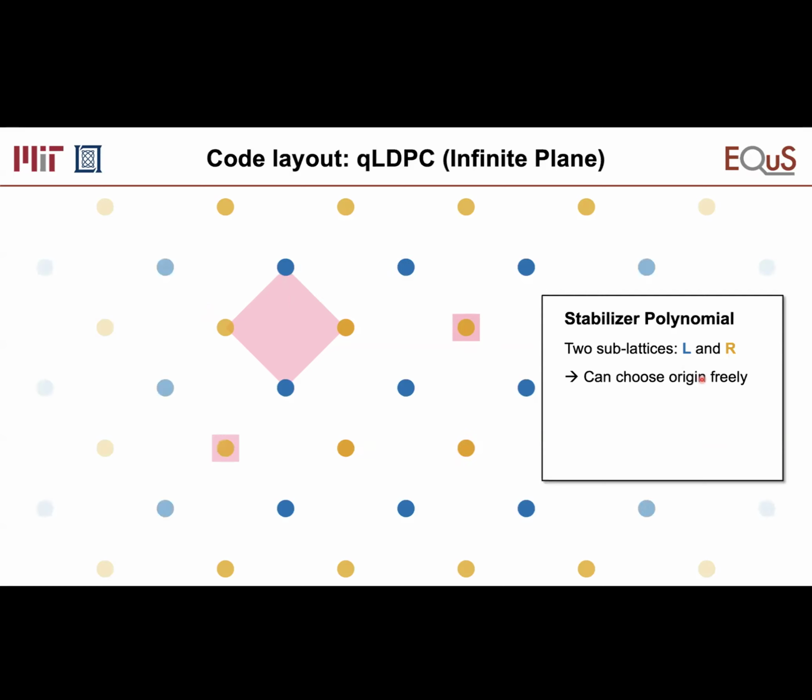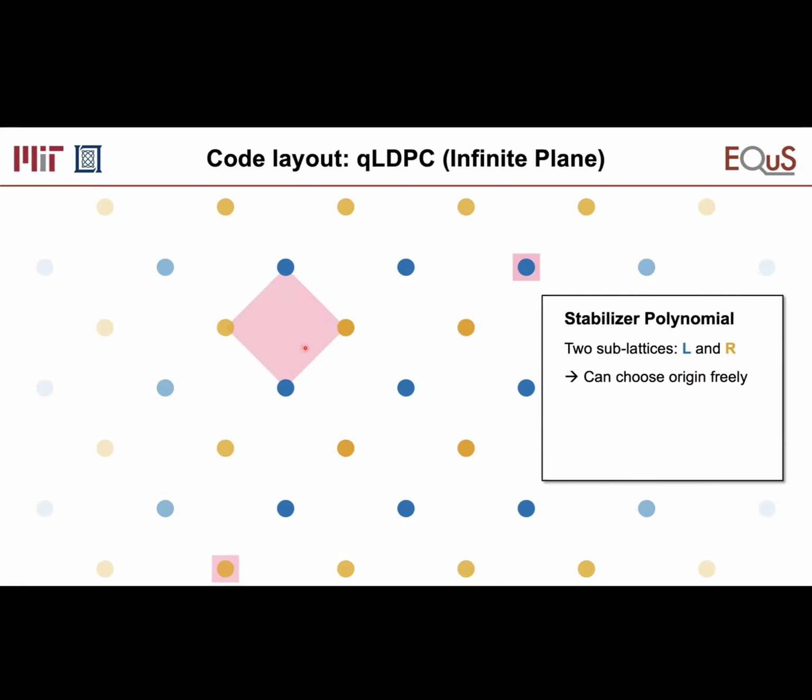Let me give you another example. Here, this check is only touching two blue qubits, so there's only two blue terms, but there's four yellow terms. Makes sense: one step to the right, another one, and one step down.